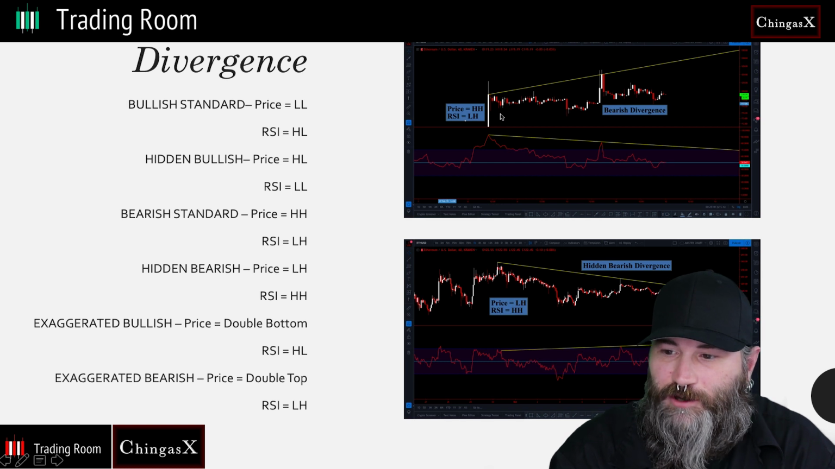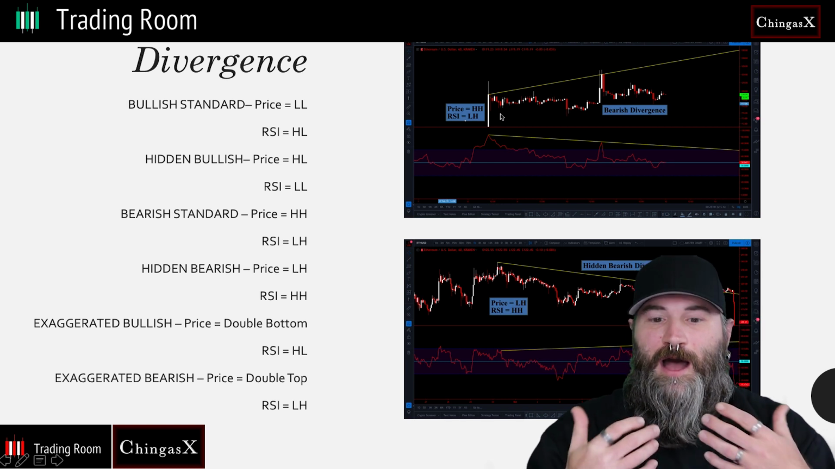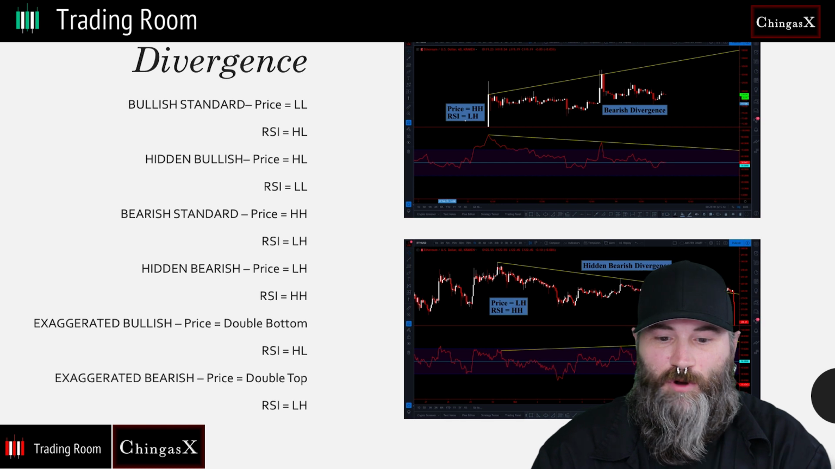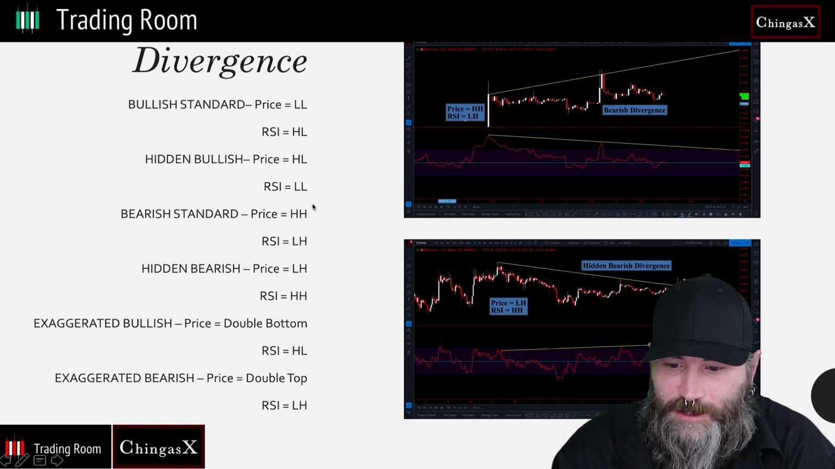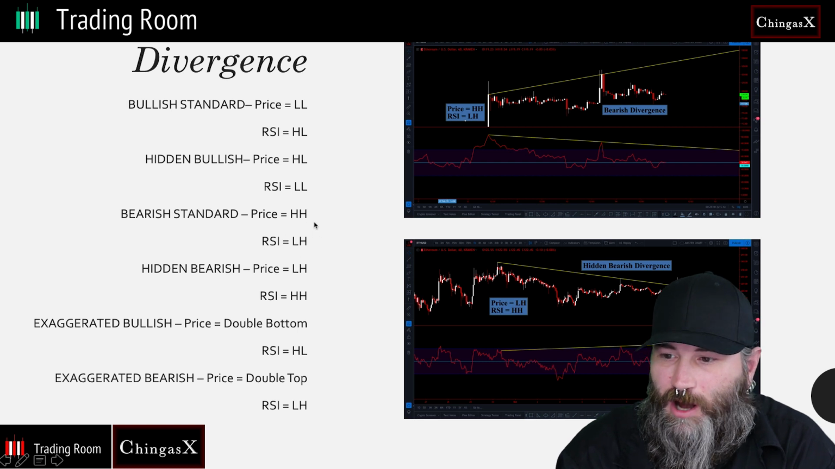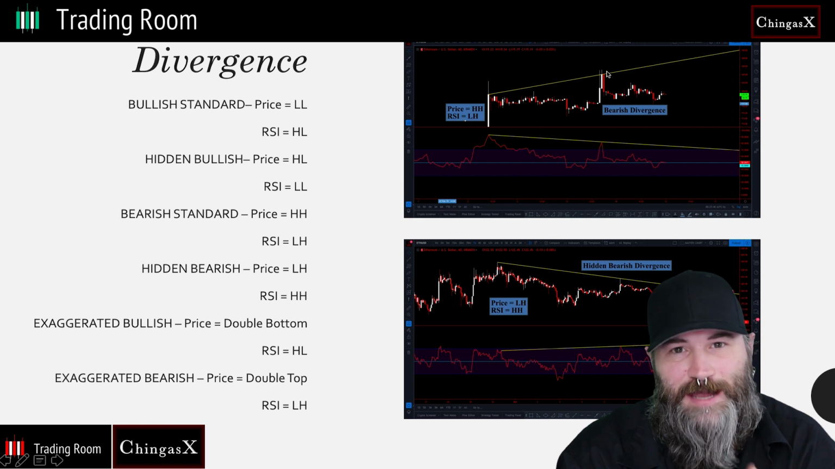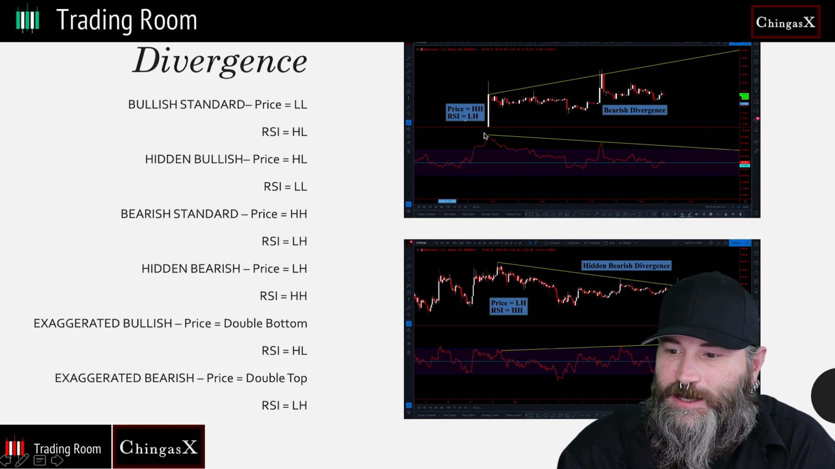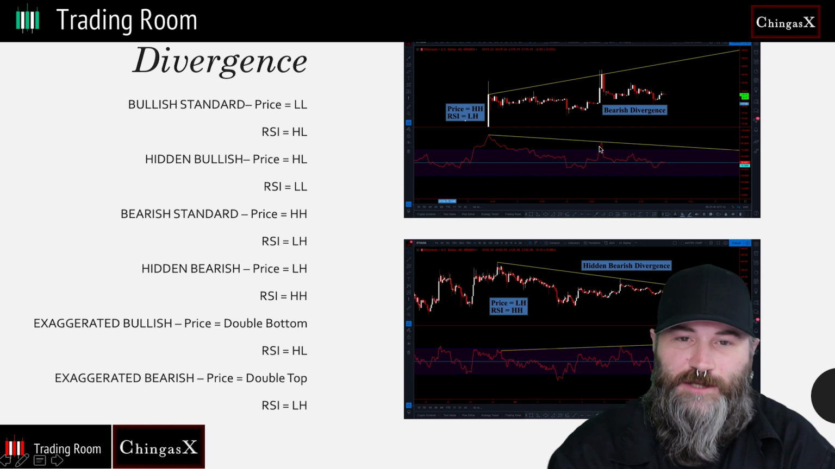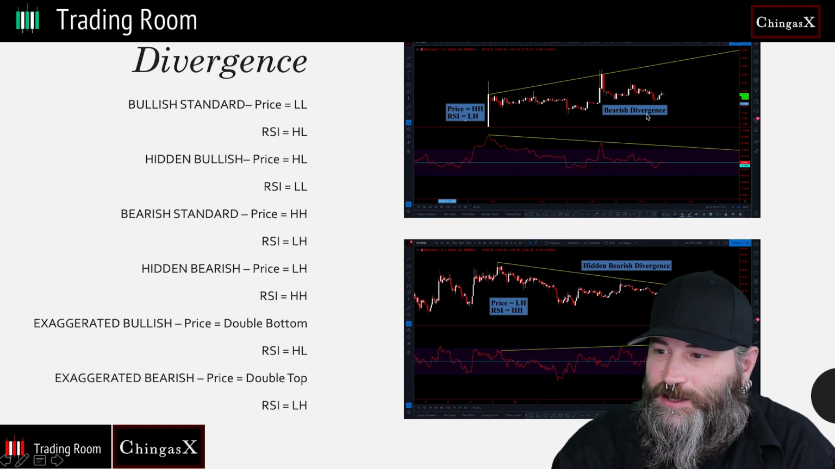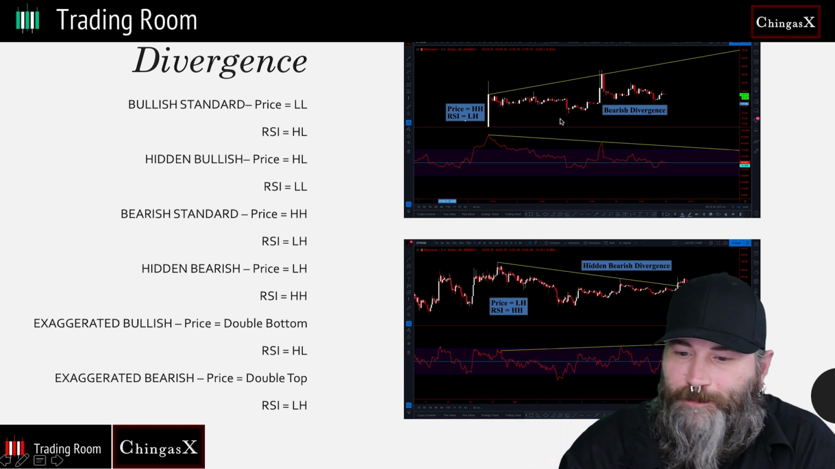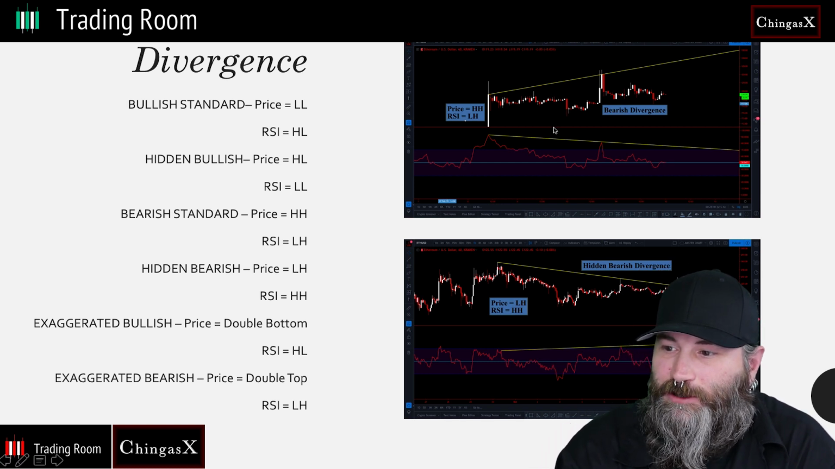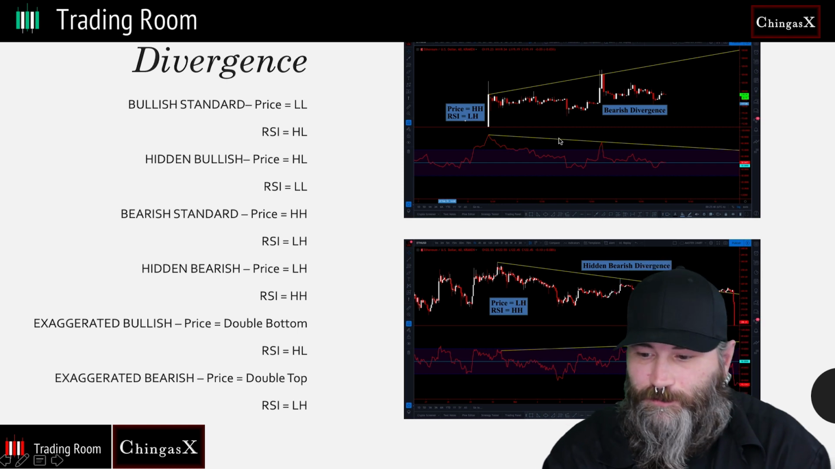So bearish divergence, now we're looking at highs. We're not looking at lows. All bearish is high. So bearish standard, we're looking at higher highs and the RSI lower highs. So this is what we have on this example. We have a high and we have a higher high. At the same time, RSI is giving us a high and then a lower high. So now we have divergence. This is bearish divergence standard. This is your typical normal bearish divergence, in which case we would be looking at some type of reversal.